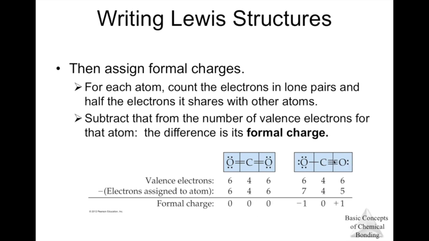You could also draw it, like I said, this way. This still satisfies all the rules that we just stated. Oxygen has 6 valence electrons. If we look at it, how many electrons are assigned to it? 2, 4, 6, and 1 here is 7. So now it's got a charge of -1. This one is still a 0, but this oxygen has fewer assigned to it, so now it's a +1.